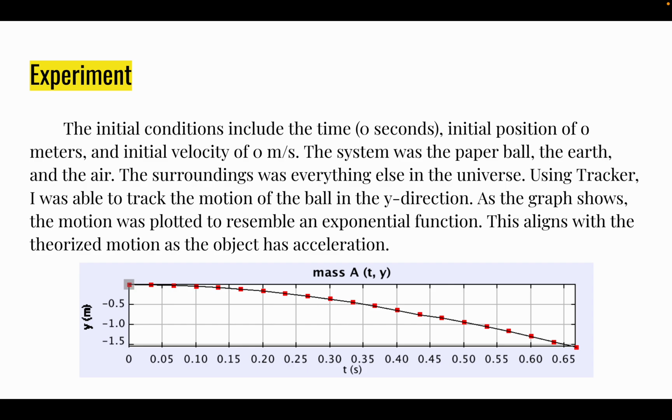Using Tracker, I was able to track the motion of the ball in the y direction, and I also adjusted the axes when tracking to make sure the y axis was on the motion of the ball so that the angle wouldn't affect the data that I collected, because the ball did not fall perfectly straight. As the graph shows, the motion was plotted to resemble an exponential function. This aligns with the theorized motion as the object has acceleration. So as you can see here, the motion of the ball in the y direction is exponential.